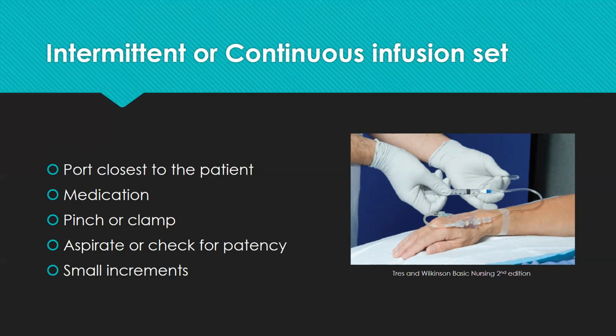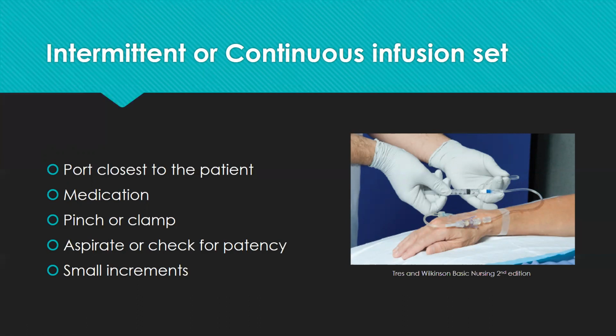So in your picture, you will actually see that the port that's closest to the patient is right, if I can get my pointer here, right here, and that's where the syringe is hooked up. So J loop and then the primary lines here, and that's the port closest to the patient. And then we will obviously clean the site and attach the medication syringe.